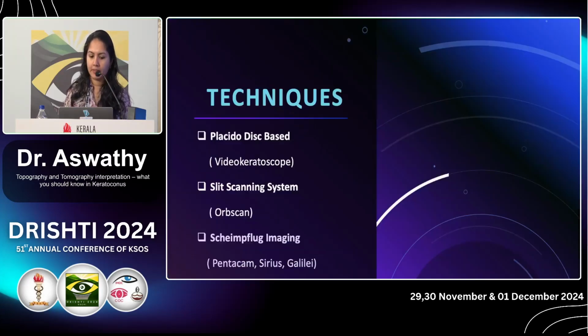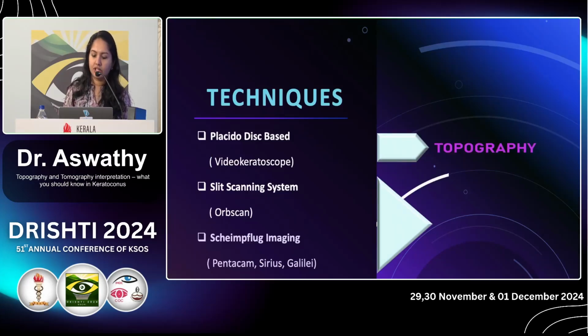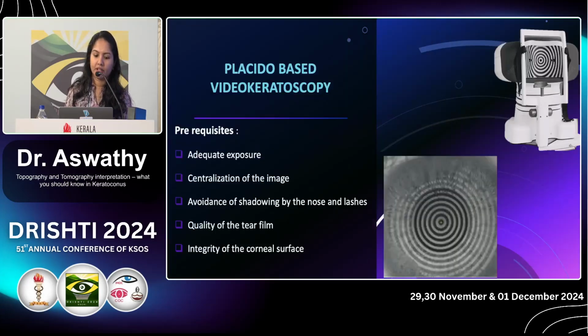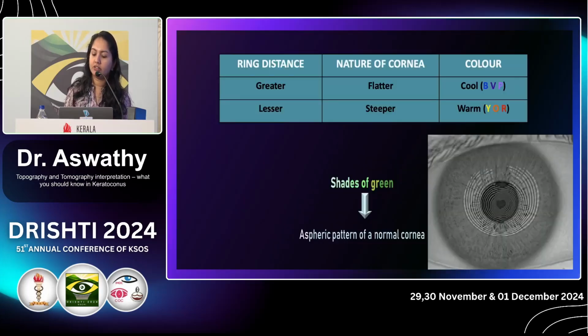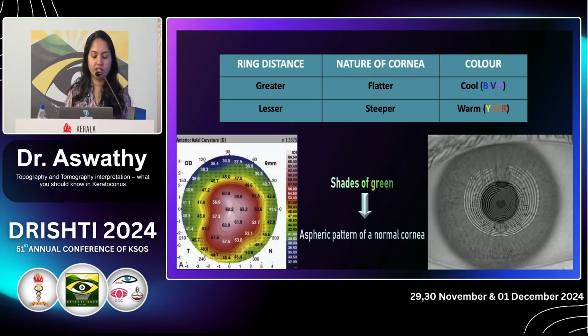be studied. So we have basically three techniques: the Placido disc based, which is what we call topography, then slit scanning system and the Scheimpflug imaging, which come together constitute the tomography. Coming to the Placido based system, that is video keratoscopy, a Placido disc-like thing is used to reflect mires onto the surface of the cornea, and depending on the distance between the mires, you can assess the curvature of the cornea. When the distance between the rings is greater, the cornea appears to be flatter, and when it is lesser, that part of the cornea is steeper. So we also get a color-coded map from this, where the warmer colors represent a steeper cornea and the cooler colors represent a flatter cornea.